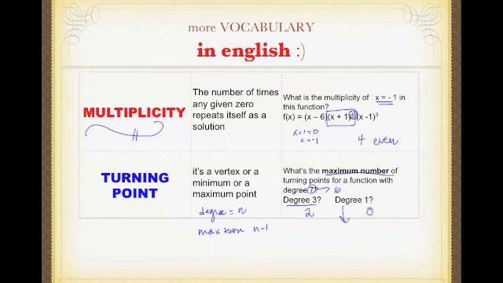Think about it. If you have a degree of 1, it means your f of x is something like this, and that's just a linear equation. And how many turns are in that line? None. So 0 turns.